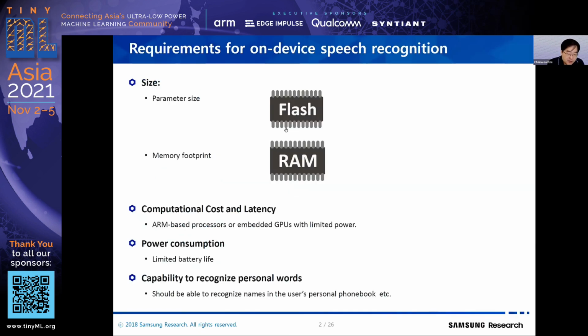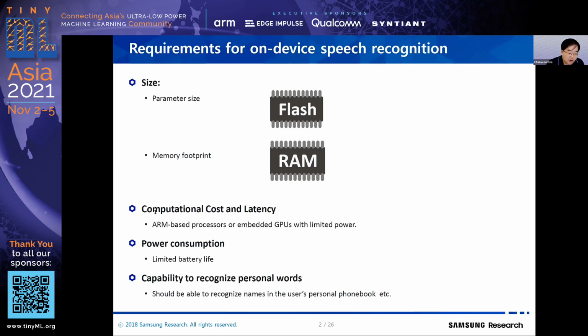At Samsung Research, we have already commercialized several on-device end-to-end speech recognition systems. We commercialized our ASR engine for air conditioners, flagship mobile phones and so on. For on-device speech recognition, the requirements are a little bit different from server-side speech recognition. One of the most important things might be the size. We need to care about both the parameter size and the memory footprint. And we also need to care about the computational cost and the latency.